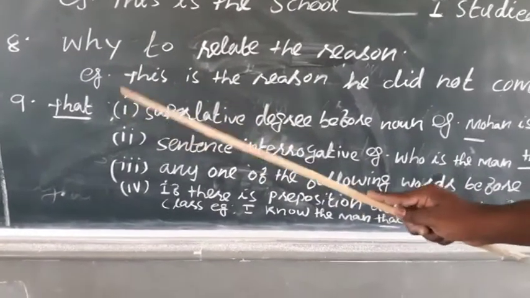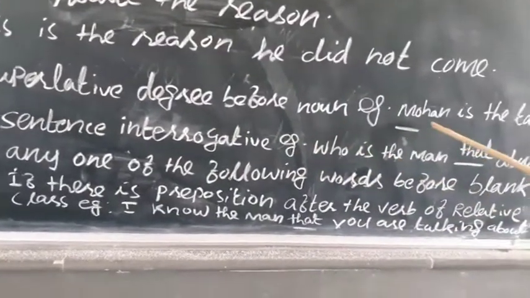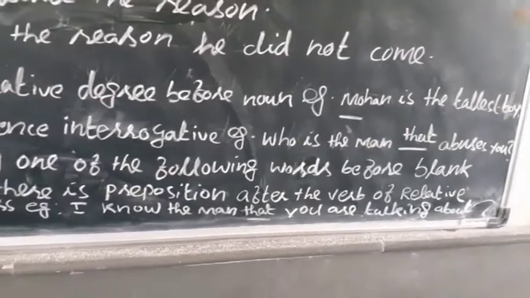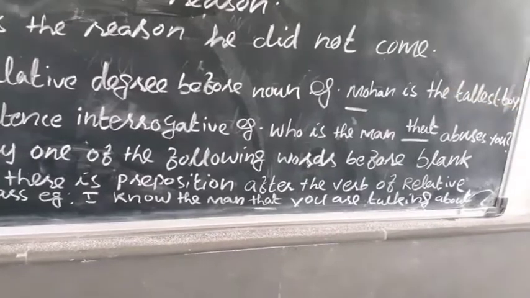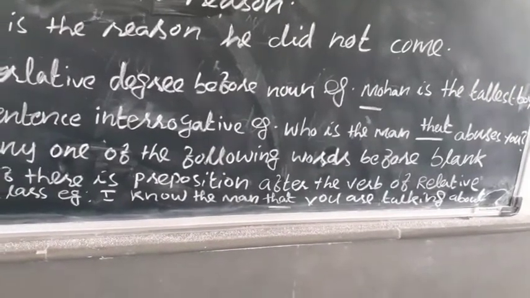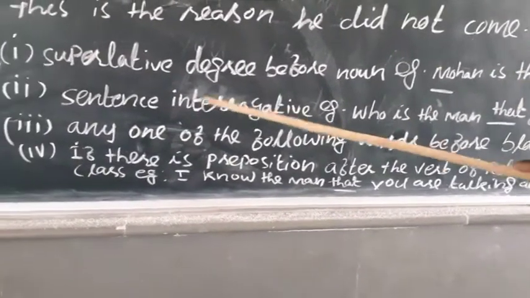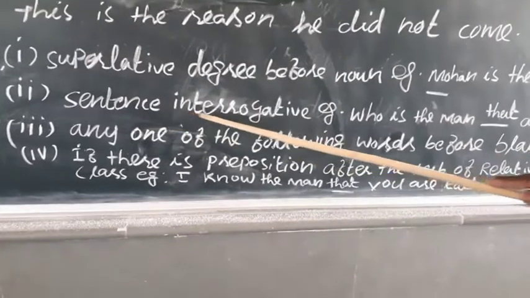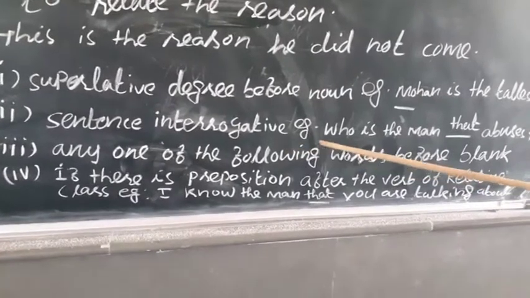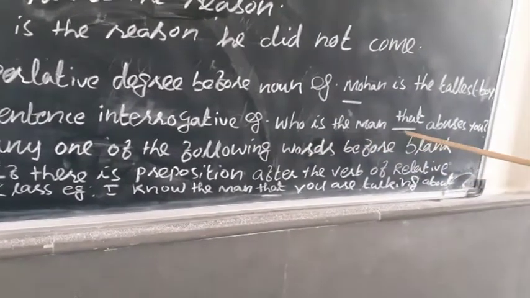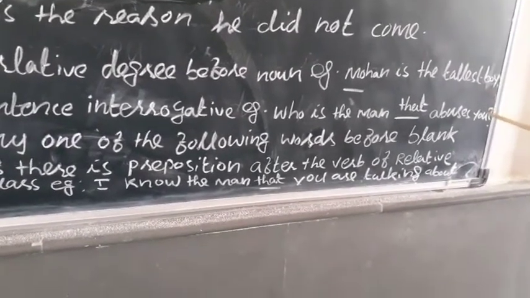Under that we have 4 patterns which have to be followed. First one, when there is a superlative degree before the noun. Example, Mohan is the tallest boy that he reads in the class. Second, when the sentences are interrogative, meaning anything that ends with a question mark, asking a question. Example, who is the man that abuses you? A question ending with a question mark.